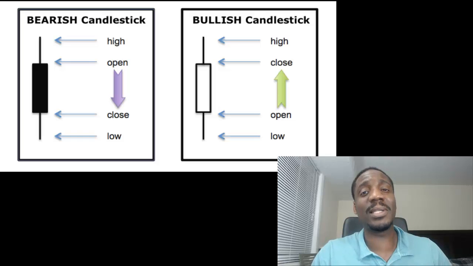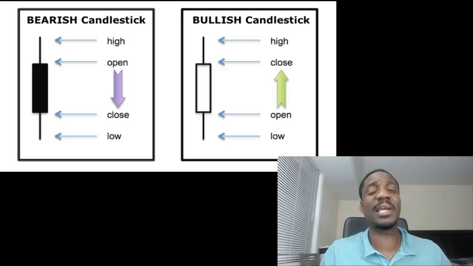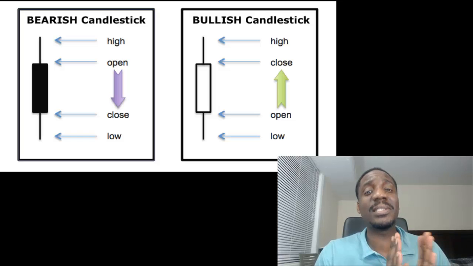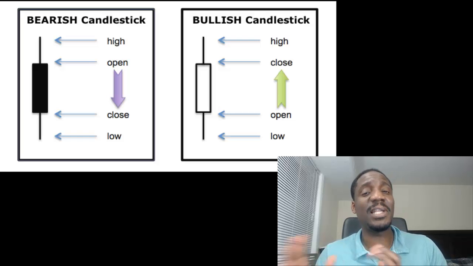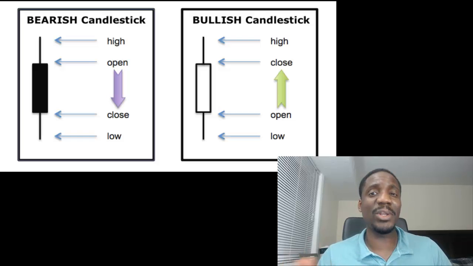If it's filled in the middle, that's a bearish pattern. No matter what color it is, in Binance the color is pink, but it could be any kind of color. It could be black, it could be blue, whatever. But if it's filled in the middle, then that's a bearish candlestick. And if it's clear in the middle, then that is a bullish candlestick.